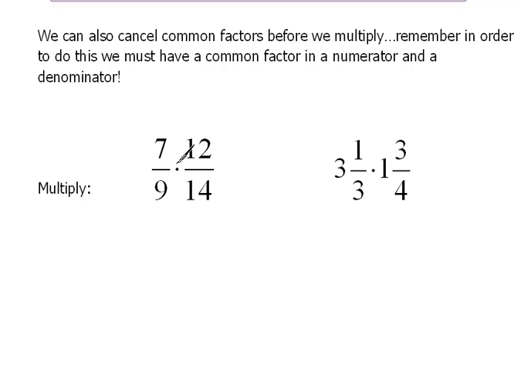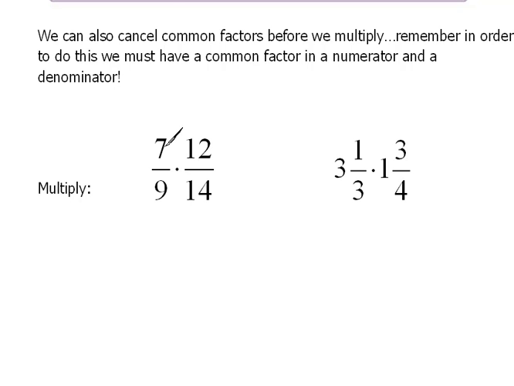So, for instance, here we have this problem that says multiply 7/9 times 12 over 14. Now, we could do this by using pure definitions, I should say. We could multiply 7 times 12, and then in the denominator we could multiply 9 times 14. Now this is going to give us some pretty big numbers, and then we're going to have to reduce that down at the end. Instead of doing that though, can we see that there are some common factors in numerators and denominators here?